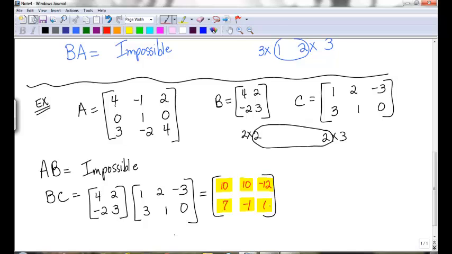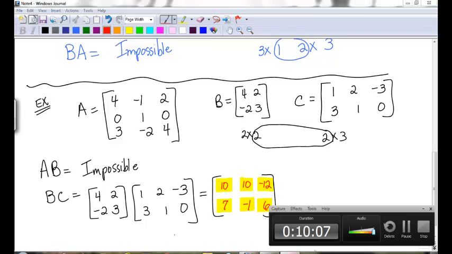Okay, check answers. First row across should be 10, 10, negative 12. Second row across should be 7, negative 1, 6. Okay, that's as much as we're going to go through.